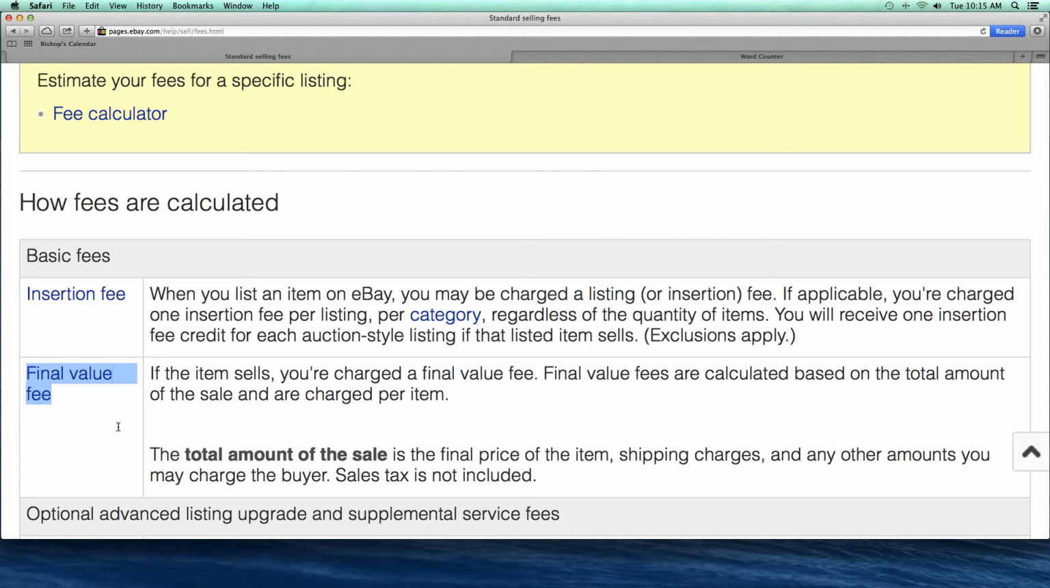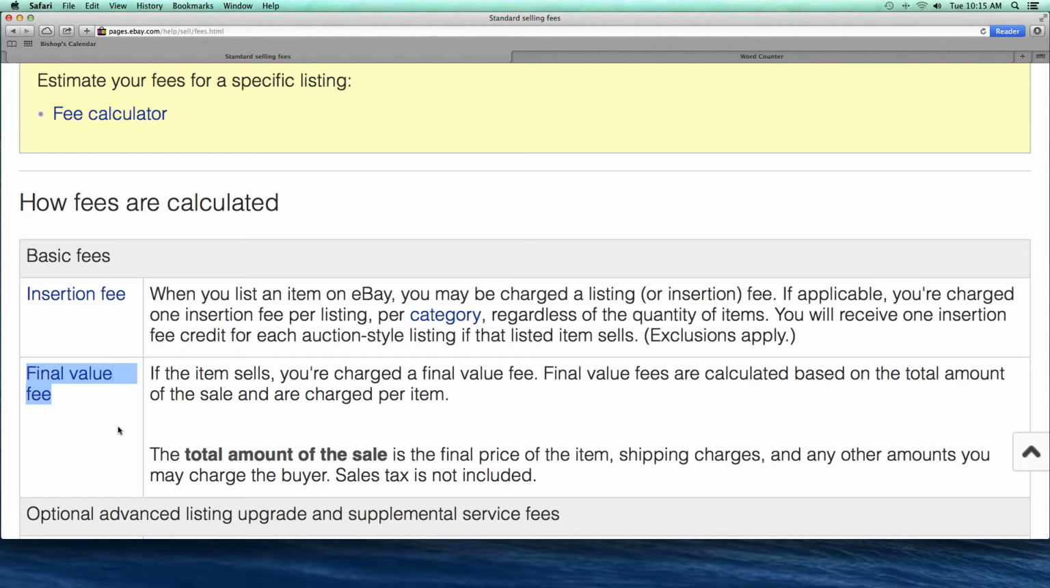You might think, well, is there a way I can get that to 9 or 8 or 7%? You can via an eBay store. So once again, if you're a high volume seller and you know you're going to move a lot of product, then you better get yourself an eBay store. An eBay store is about $20 a month.